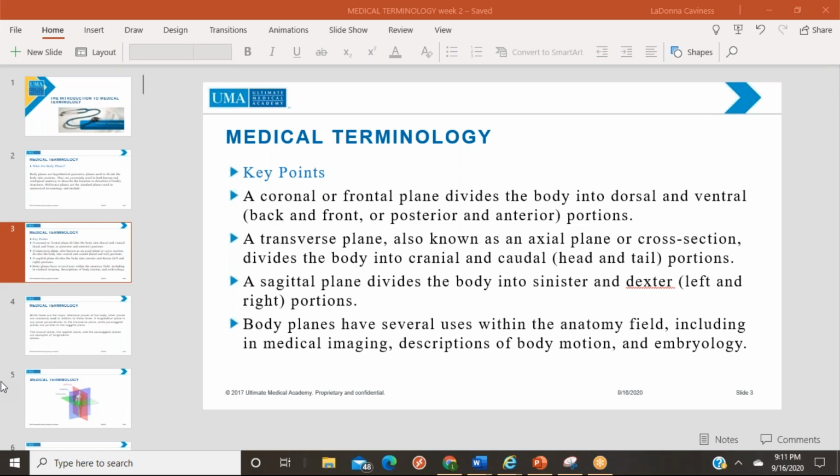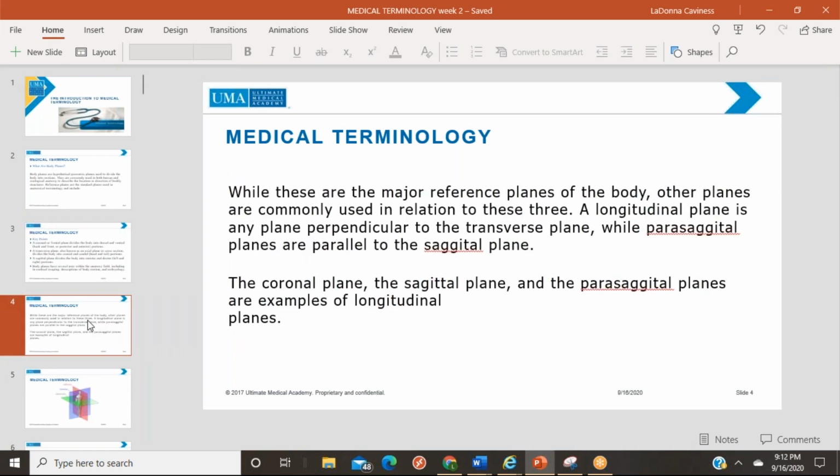Body planes have several uses within the anatomy field, including in medical imaging, descriptions of body motions, and embryology. While these are the major reference planes of the body, other planes are commonly used in relationship to these three. A longitudinal plane is any plane perpendicular to the transverse plane, while the parasagittal planes are parallel to the sagittal plane. The coronal plane, the sagittal plane, and the parasagittal planes are examples of longitudinal planes.